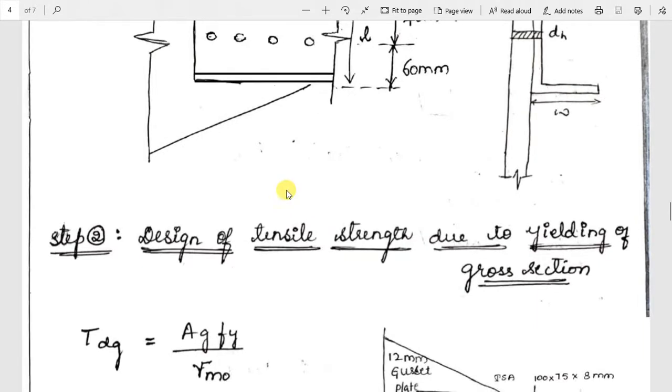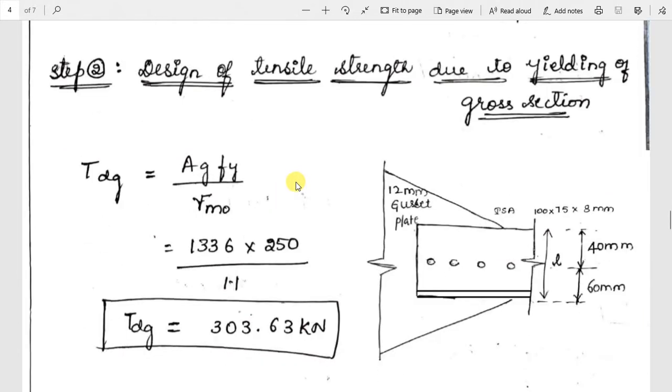So when we are done with data now, next you have to calculate TDG, which is nothing but AG into Fy divided by gamma m naught. So now you are aware of Fy and gamma m naught. This AG you have to obtain from the steel table or SP 6 (1) 1964 for this ISA 175 8 mm.